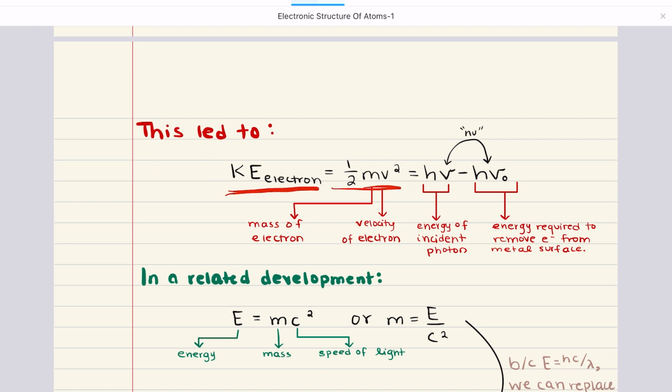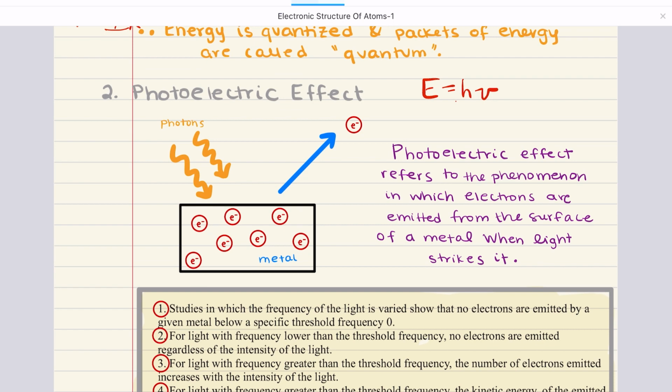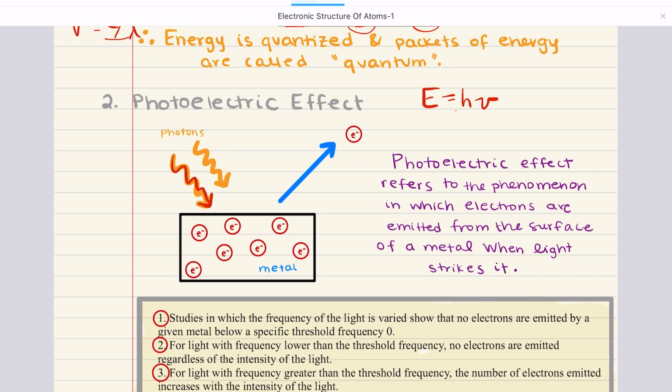That is equal to the energy of the incident photon coming in to hit the metal surface minus the energy that's required to remove an electron from the metal surface. So in short, if the frequency of the photon hitting the metal surface is enough to emit an electron, then that electron will be emitted. And any frequency higher than that will just correlate to that electron being emitted with more kinetic energy.